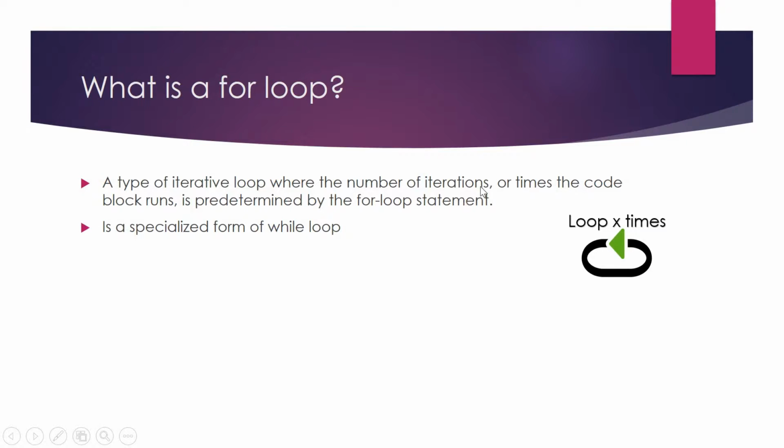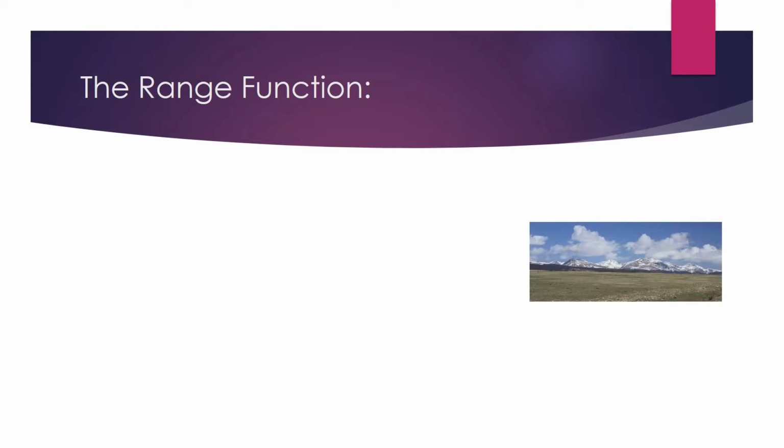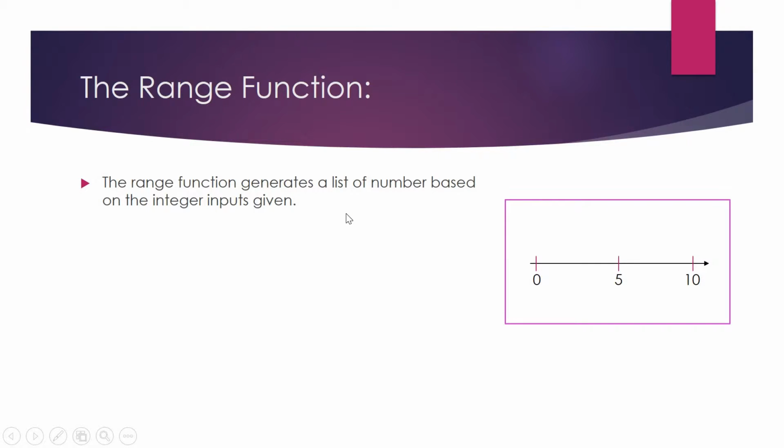Now, usually we define the number of times the code block is going to run by the range function. The range function is actually pretty straightforward, so I'm going to go ahead and explain what it is. The range function isn't about the wide open country range or the Range Rover. It's about ranges of numbers, which is a little less exciting, but very powerful nonetheless. So the range function generates a list of numbers based on the integer inputs given. Let's take a look at what I mean by that.